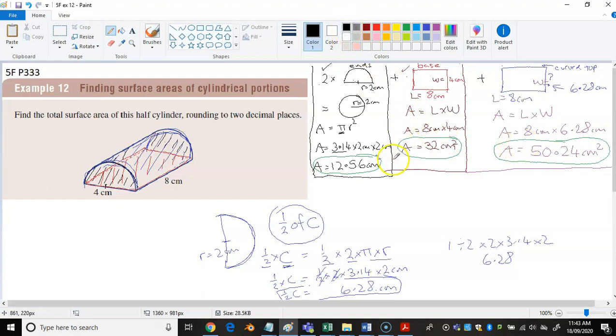I must not forget that I need to add these answers together to get the total surface area. So that's 12.56 centimeters squared plus 32 centimeters squared plus 50.24 centimeters squared. And so the total surface area is going to be, well, let's just get that, 50.24 plus 32 plus 12.56, and I've got 94.8 centimeters squared. What did they get in the book?